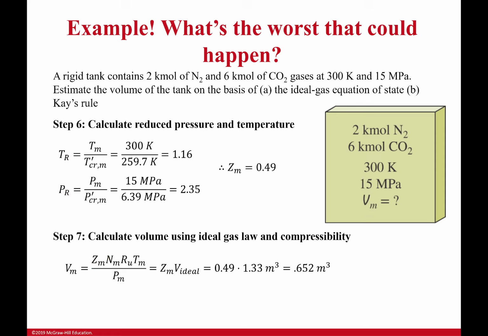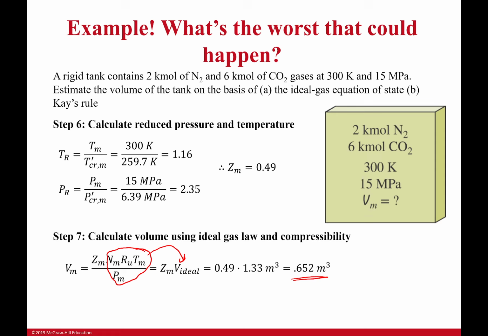So if I rearrange this, you can see that all of this stuff is the same stuff that I saw in my ideal gas equation. In fact, that's actually equal to my ideal gas volume. So what we can see here is my compressibility factor is just acting as a correction term. I have the ideal gas case, I'm then correcting it to reality. And so in reality, I would take about half the space I thought I would take using the ideal gas equation. It'd be only 0.652 meters cubed.